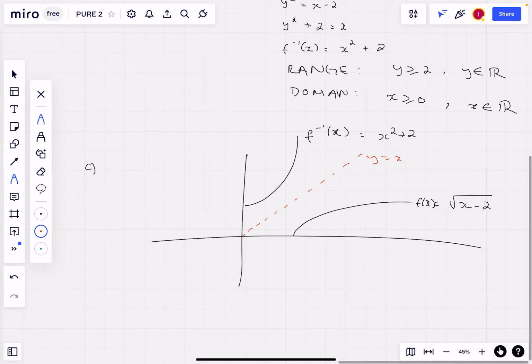So f minus 1 is a reflection of f(x) in the line y equals x. Although it's hard to see from this sketch, if you have a look at, let's say, Google or any textbook, it's going to be a bit clearer. But there you go. That is how you do inverse functions.